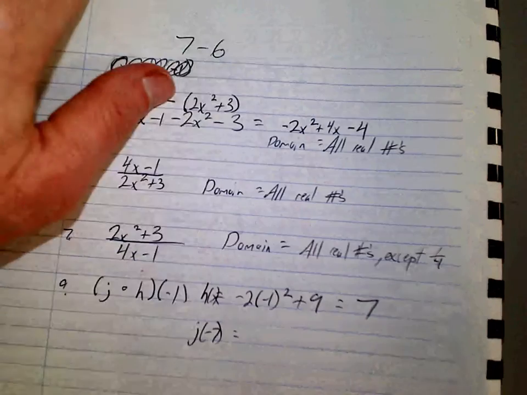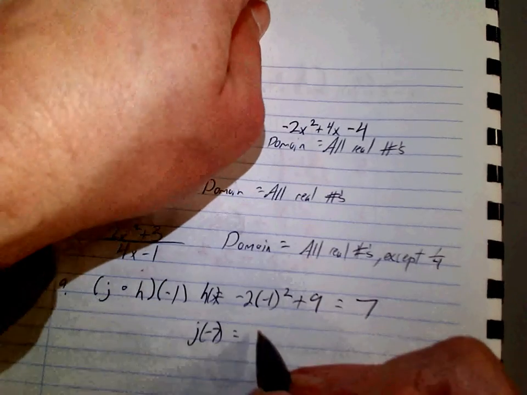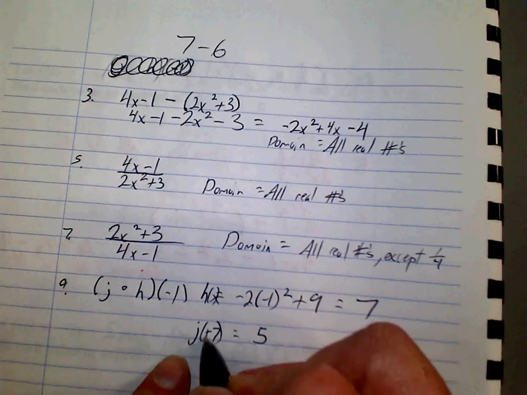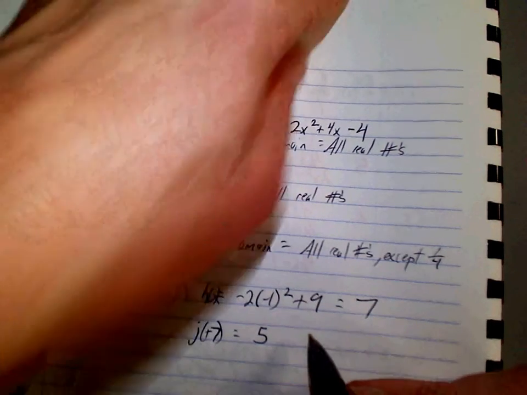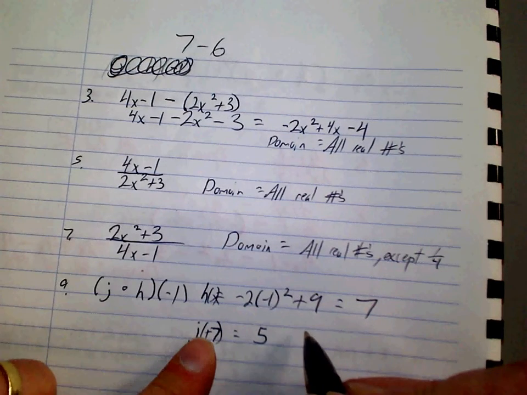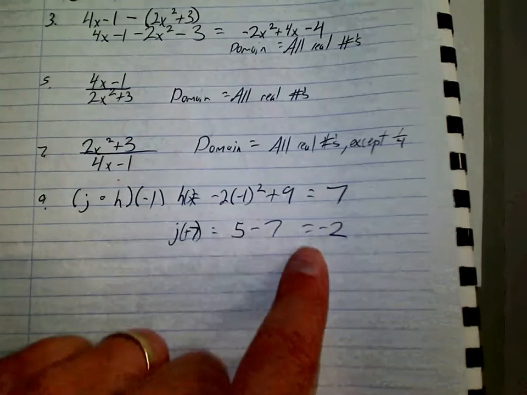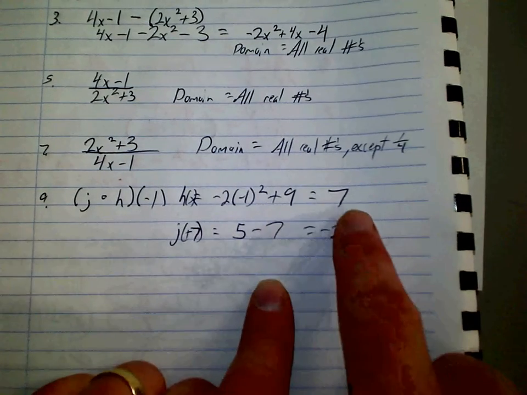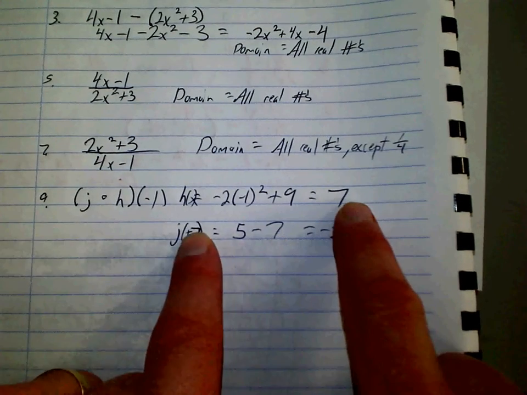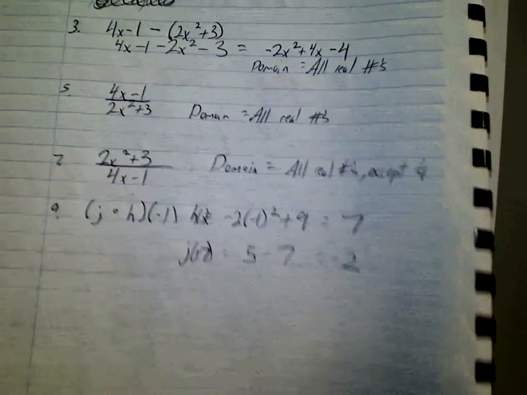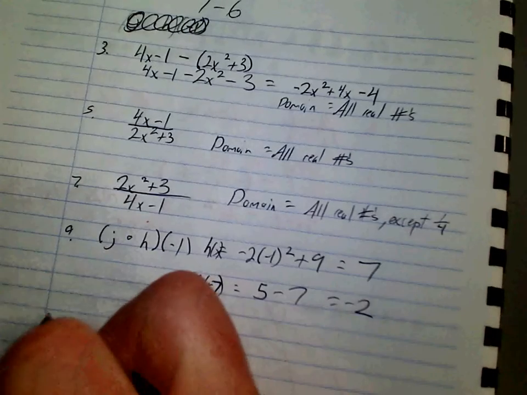We're going to put 7 into j. Not negative 7. Why did I say negative 7? 7. 5 minus 7 is negative 2. So there's our answer. This one's output became the input for j. So 5 minus 7 is negative 2. That's a composite.